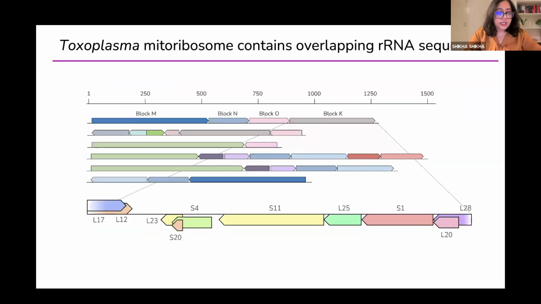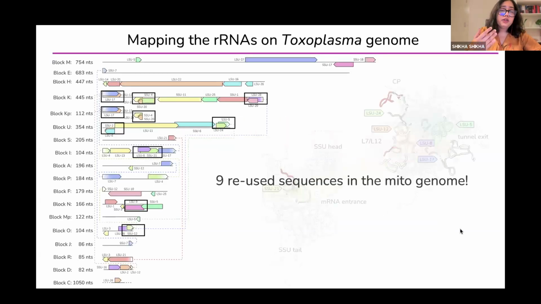So when we mapped these ribosomal RNA on the genome, we thought, okay, different RNAs come from different genes. However, these RNAs containing similar sequences are actually originating from the same part of the genome, which is something that is not known in any other organism. And in total, we found 9 of these reused sequences in the mitochondrial genome. And this suggests that there must be, among other things, complex factors at play that are involved in actually processing these RNAs to their final mature form, which we hope to uncover in future.